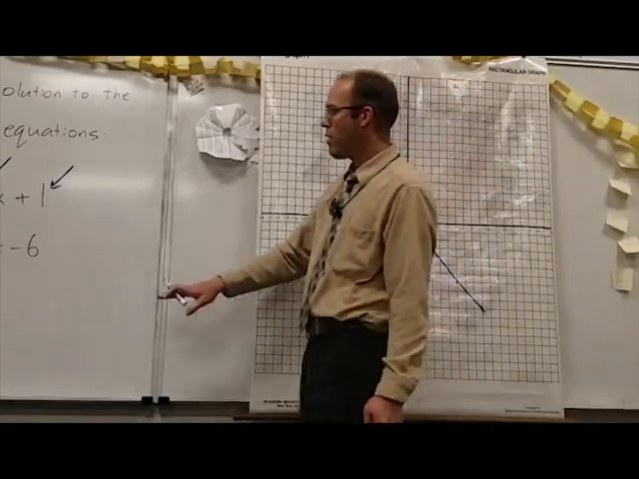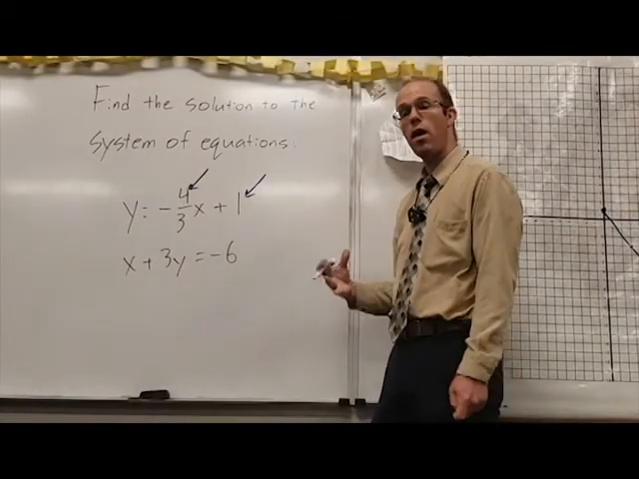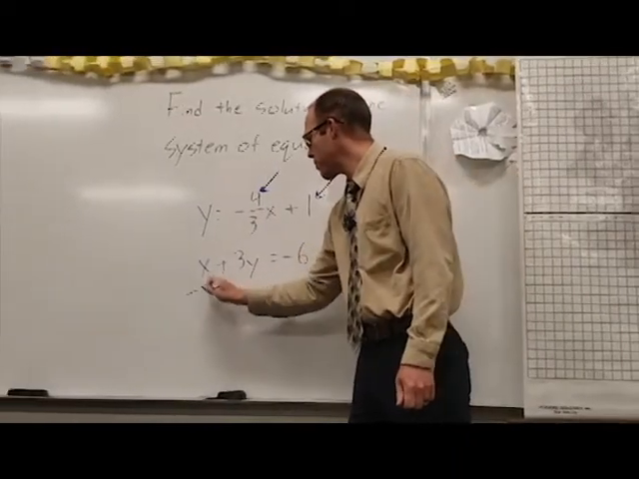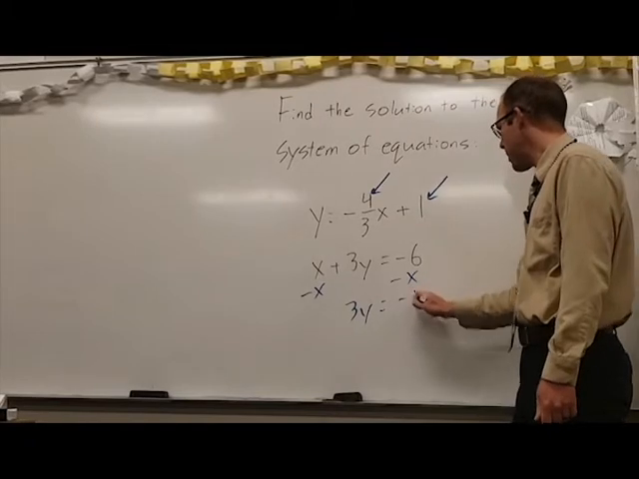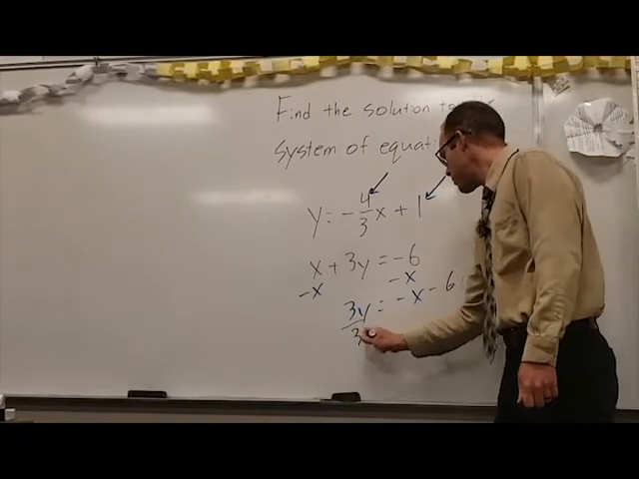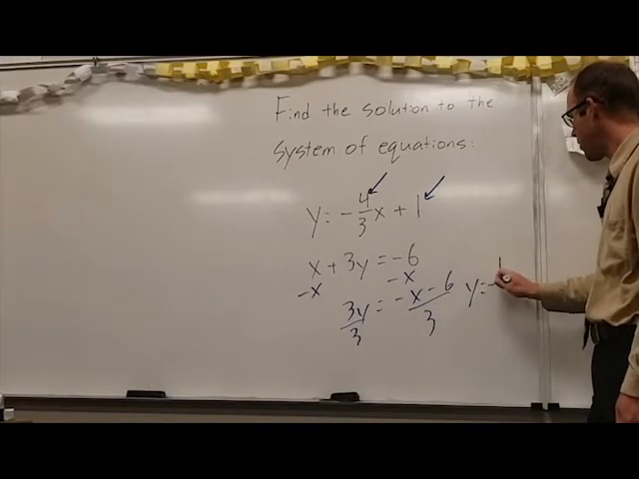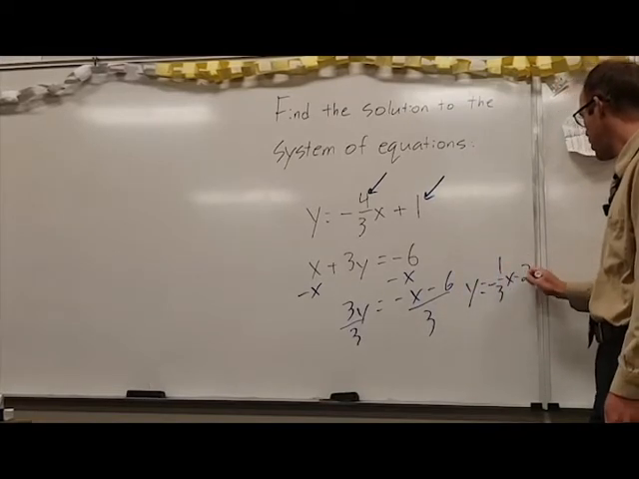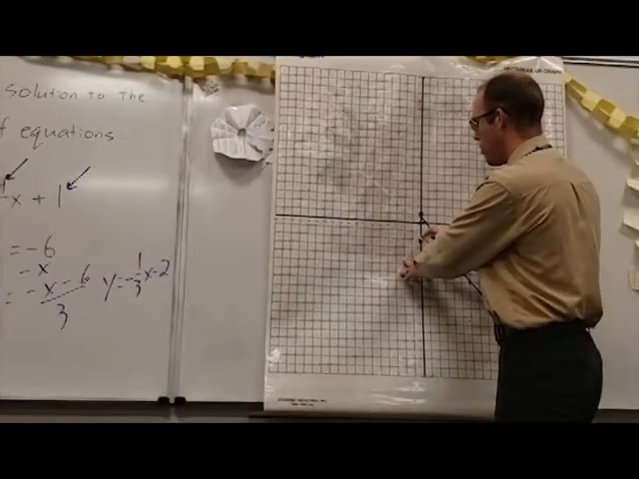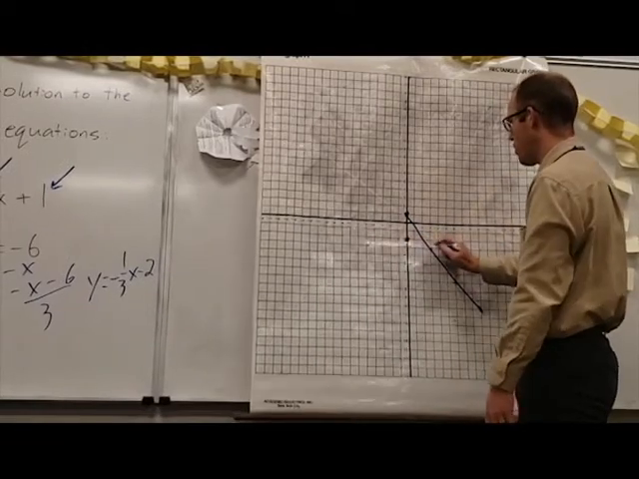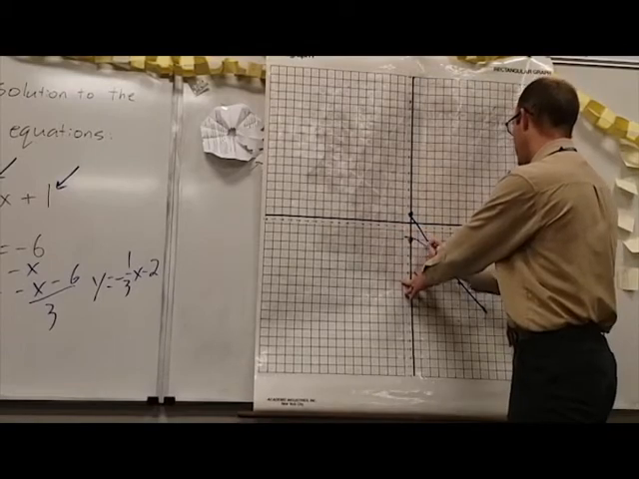Let's take a look at our second one over here. This one is not in slope-intercept form, so I'm going to solve for y, and we're going to find the slope and the y-intercept. Let's subtract x from both sides. That gives us 3y equals -x minus 6. We'll divide both of these by 3, and we get y equals -1/3 x minus 2. So our y-intercept is -2. And our slope is -1/3, so we're going to go down 1 and right 3, and we can see we have hit that point that is on the other line as well.